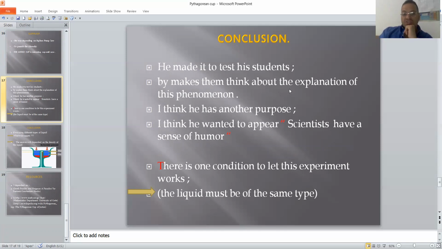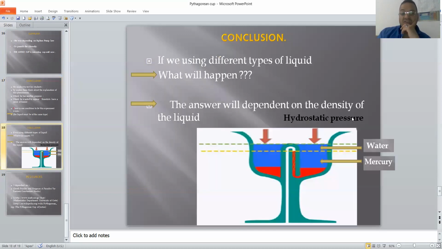There is one condition to let this experiment work. This is very important. Like I said before, we must deal with liquids of the same density, or we can say the same type. That will be more clear to us. If we're using different types of liquid, what will happen? Here, we use mercury. Let me show that.